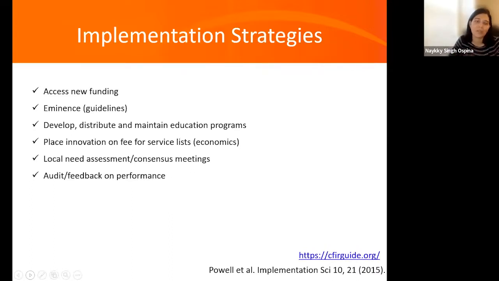So this eminence is kind of like working from that order setting to making people adopt that practice. Then you might need to develop, distribute, and maintain education programs, because people need to feel comfortable. They need to have self-efficacy, so that they are doing a good job on the risk stratification. Then the other big one, in addition to guidelines and universal lexicon and approval, is, for example, economics.